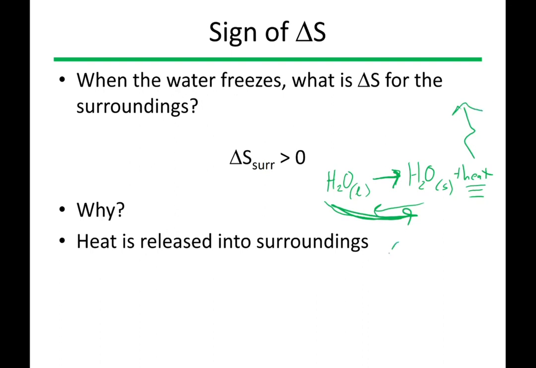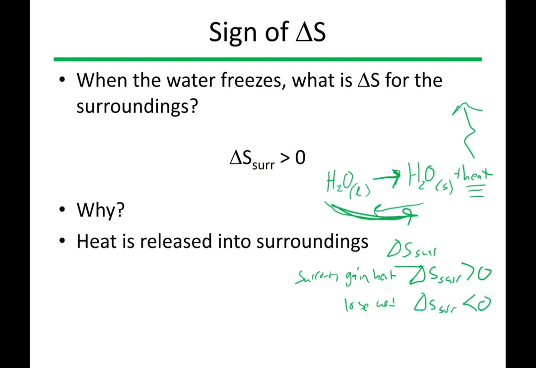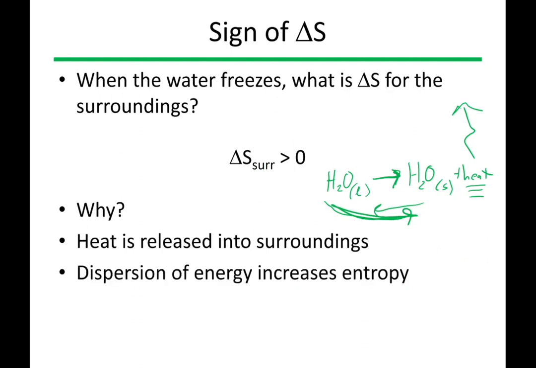So when we're thinking about the delta S of the surroundings, if the surroundings gain heat, then this will be greater than zero. And if they lose heat, this will be less than zero. We can think of this as the dispersion of the energy from the water increasing the entropy, or the disorder, of the surroundings.